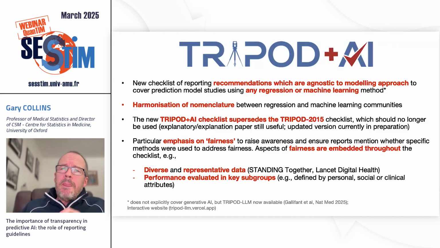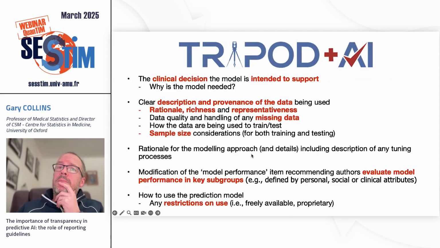There's huge emphasis on fairness. So you might have come across algorithmic bias or fairness. These are issues to think about when you're developing your model. You don't want your model to unfairly have an impact on certain underrepresented groups, and the treatment of these groups in society shouldn't be worse than others. That's embedded throughout the checklist: having representative data, evaluating the performance in key subgroups by gender or sex or ethnicity.